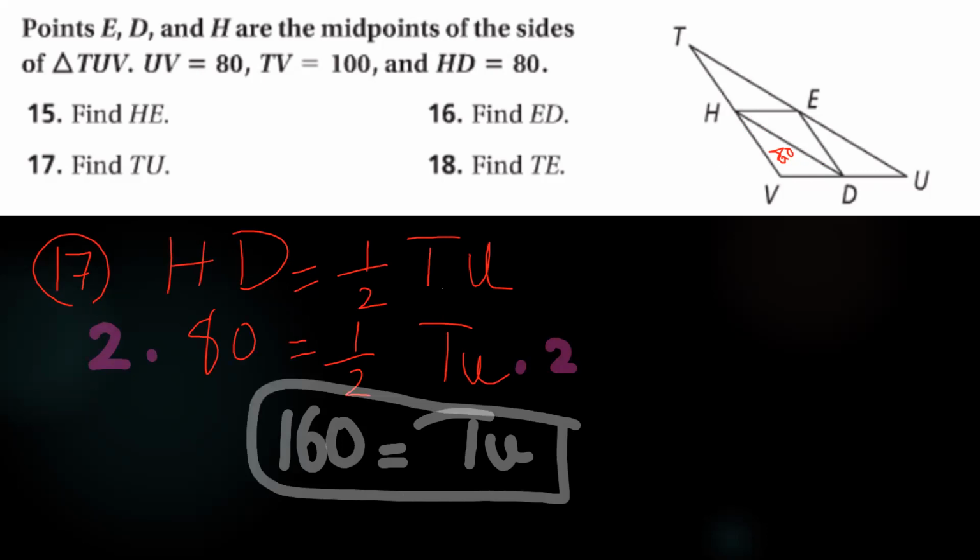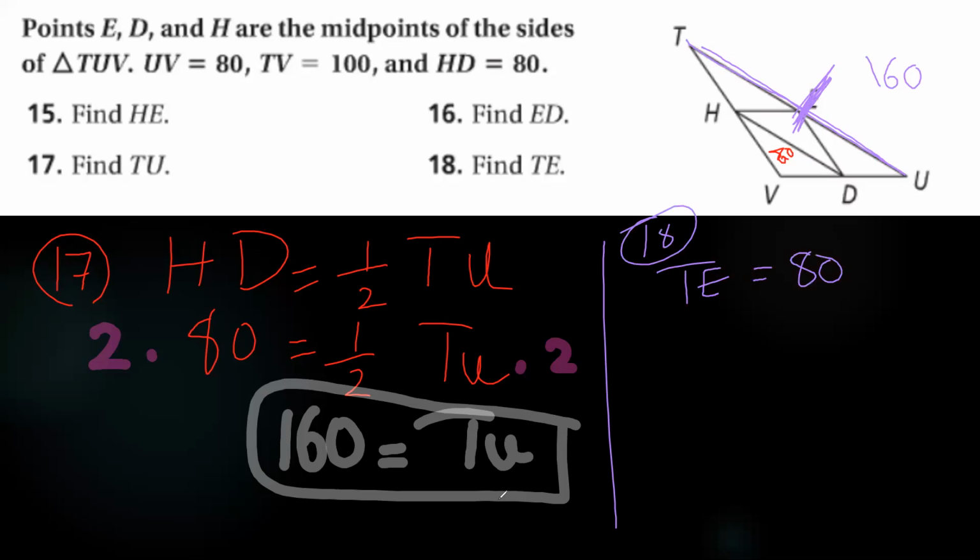The last one now. So TU is 160. Now they've told me to find TE. If this is 160 and E is the midpoint, which cuts the side into two equal halves, what will the length of TE be? 80, bravo. Which is half of 160.